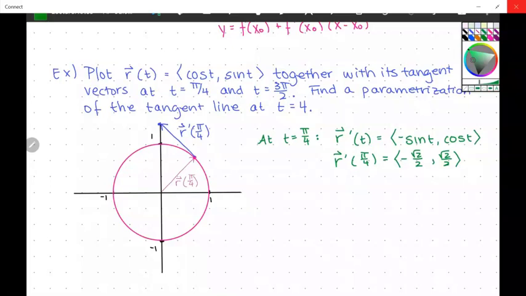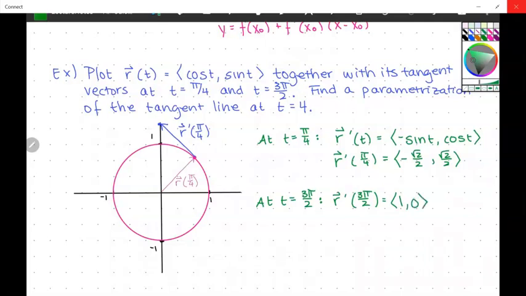Actually, let's find the other one. Let's do it at t equals 3 pi over 2. We already have r prime from above, so I'm just going to jump into r prime of 3 pi over 2. If you plug in 3 pi over 2 into this vector, r prime of t, what's negative sine of 3 pi over 2? Yeah, it's going to be 1. And then cosine of 3 pi over 2? 0.